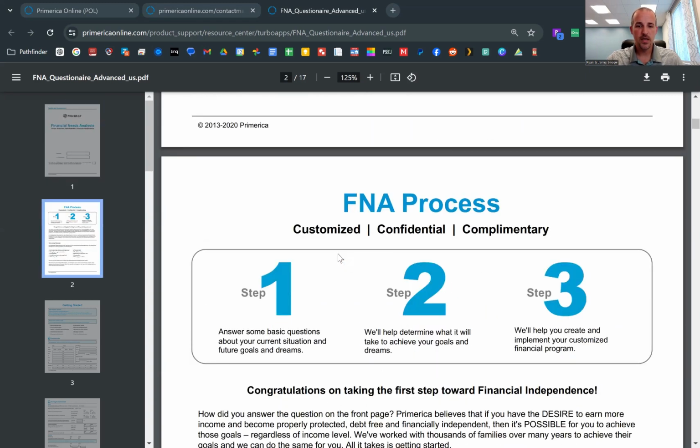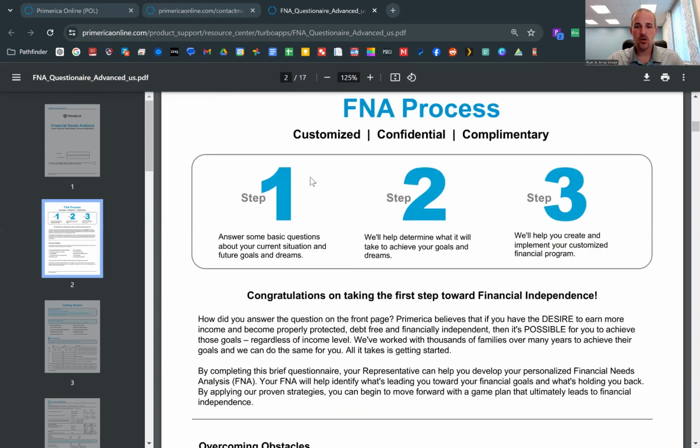So we're going to scroll down, second page. It just goes over the financial needs analysis process, okay? If you're trying to explain to someone what it does, you can kind of give them these steps. But again, this is coming after your presentation, right? You should have already given them a presentation. Now you're moving on to collecting their info.